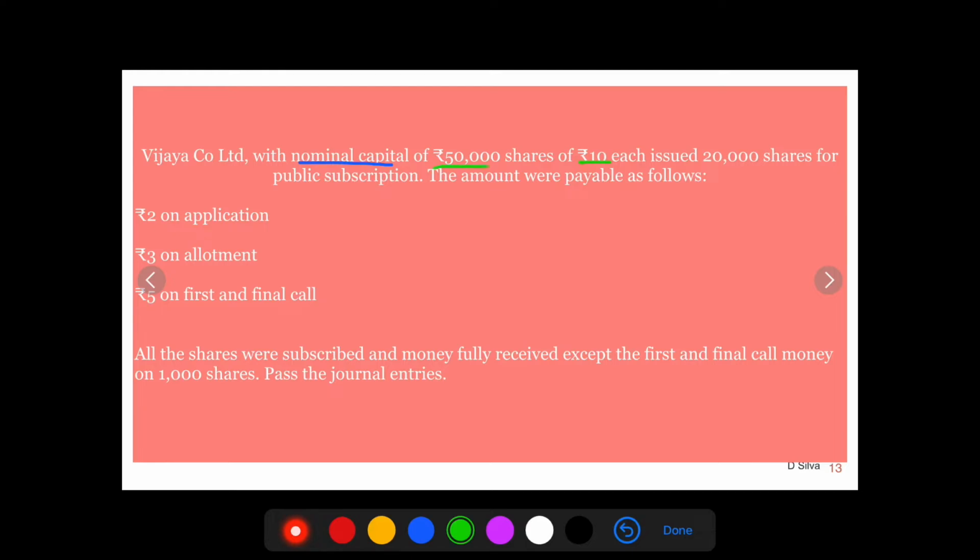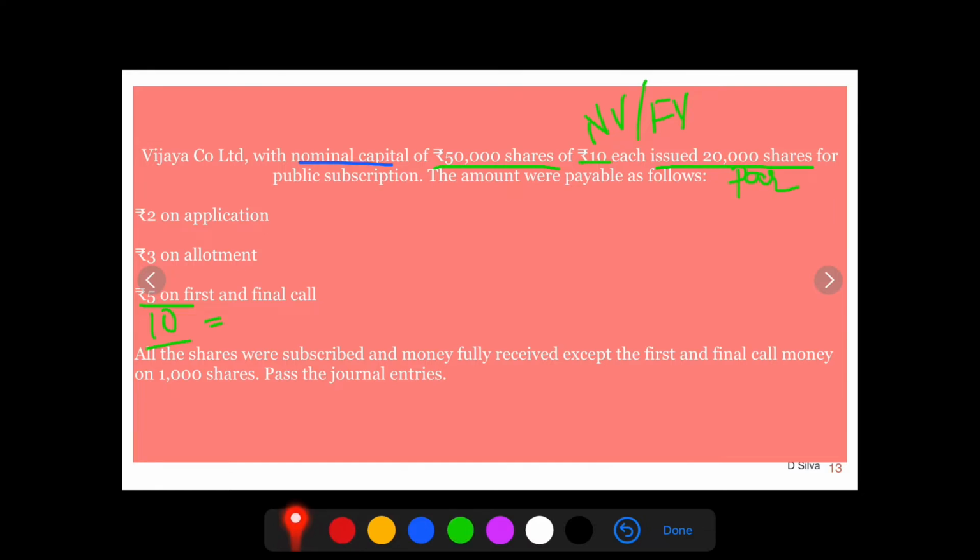Now, out of 50,000 shares, students, Vijaya Company Limited is only issuing 20,000 shares for public subscription. And the amount is payable as follows: rupees 2 on application, 3 on allotment, rupees 5 on first and final call. So we need to check whether the share is being issued at par or not. If you take the sum of this, 2 plus 3 plus 5, it is 10. So the nominal value or the face value is equal to the issue price. That means the share is being issued at par.